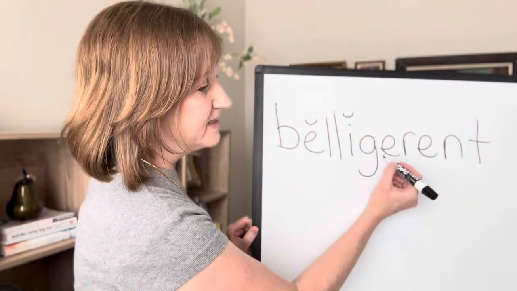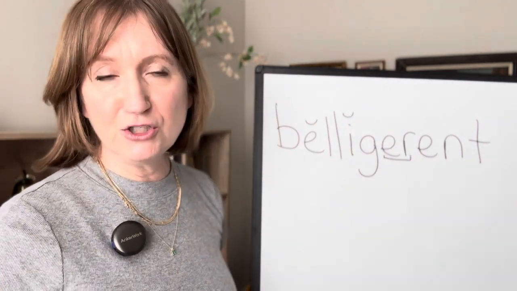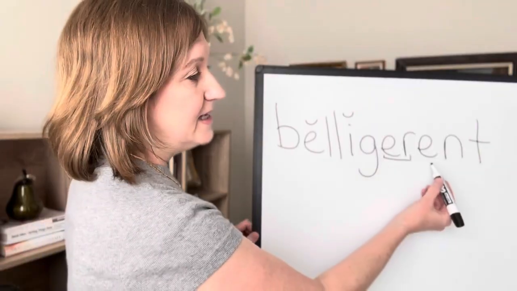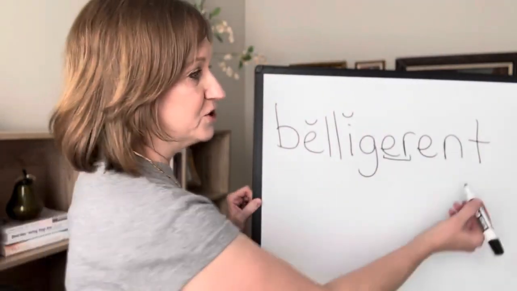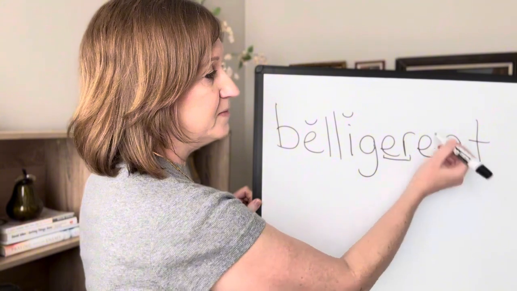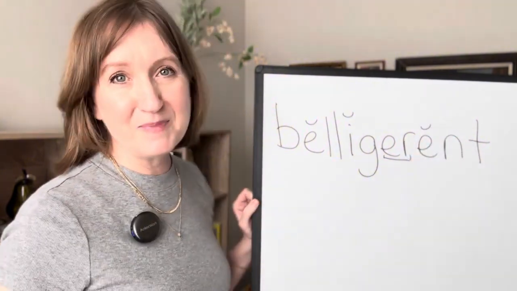This ER has to be looked at as a unit. ER is a grapheme that says er, and this E does follow that tap 2 pattern, which is the next two letters are consonants, so it's going to make its short sound and say eh, marked by that breve.